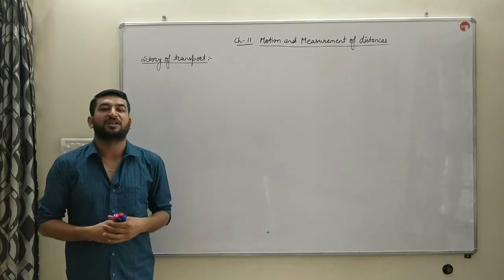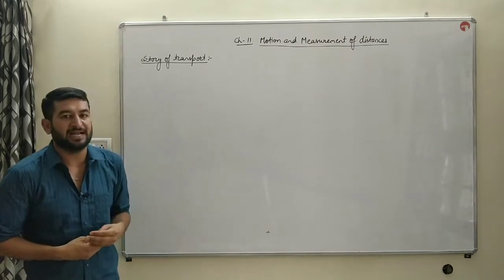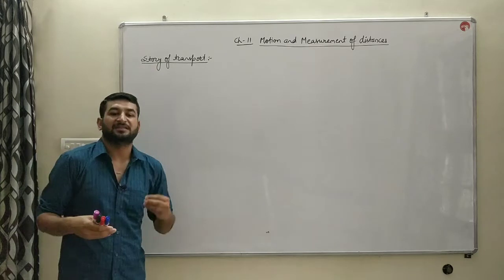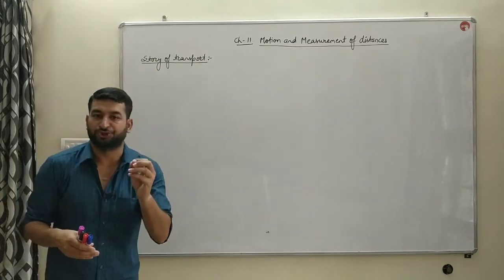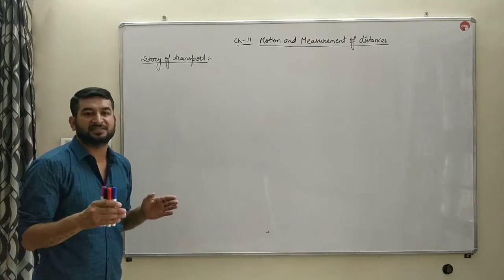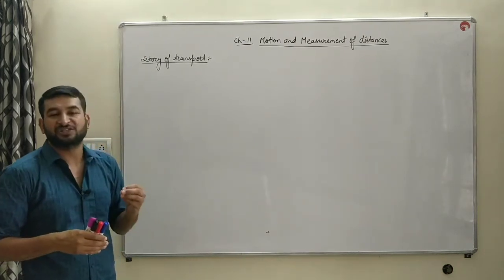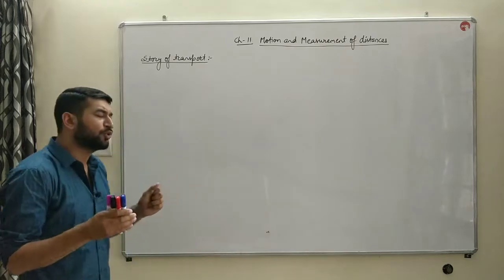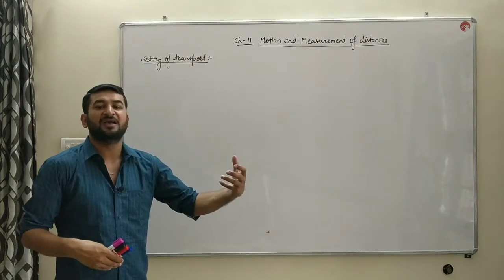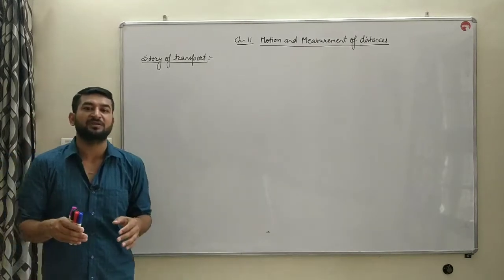Today we will discuss chapter 11 of your book and the 6th chapter of your syllabus, that is motion and measurement of distances. As the name indicates, the first topic to be discussed is motion. What is motion, children? When an object changes its distance with respect to a reference point, that is known as motion. जब कोई भी ऑब्जेक्ट एक रेफरेंस पॉइंट के मुकाबले अपना डिस्टेंस चेंज करता है, अपनी पोजीशन चेंज करता है, then that object is said to be in motion.